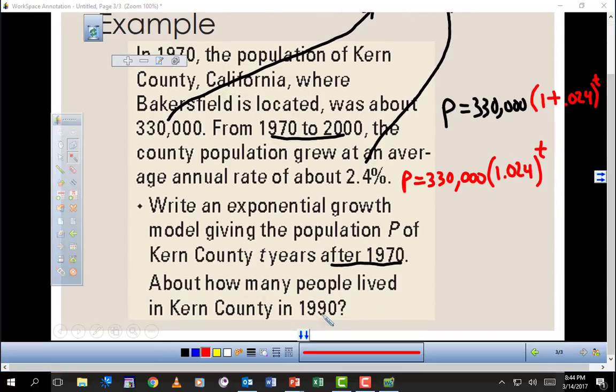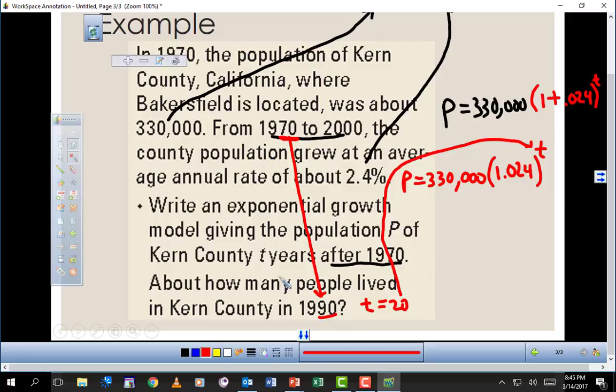About how many people lived in 1990? Well, what we need to realize is that this thing started when t was 0, and that was 1970. So if we go to 1990, that means t will be equal to 20. It's 20 years past that. And so that's what we put in here for time. Okay? Don't put 1990 in there.